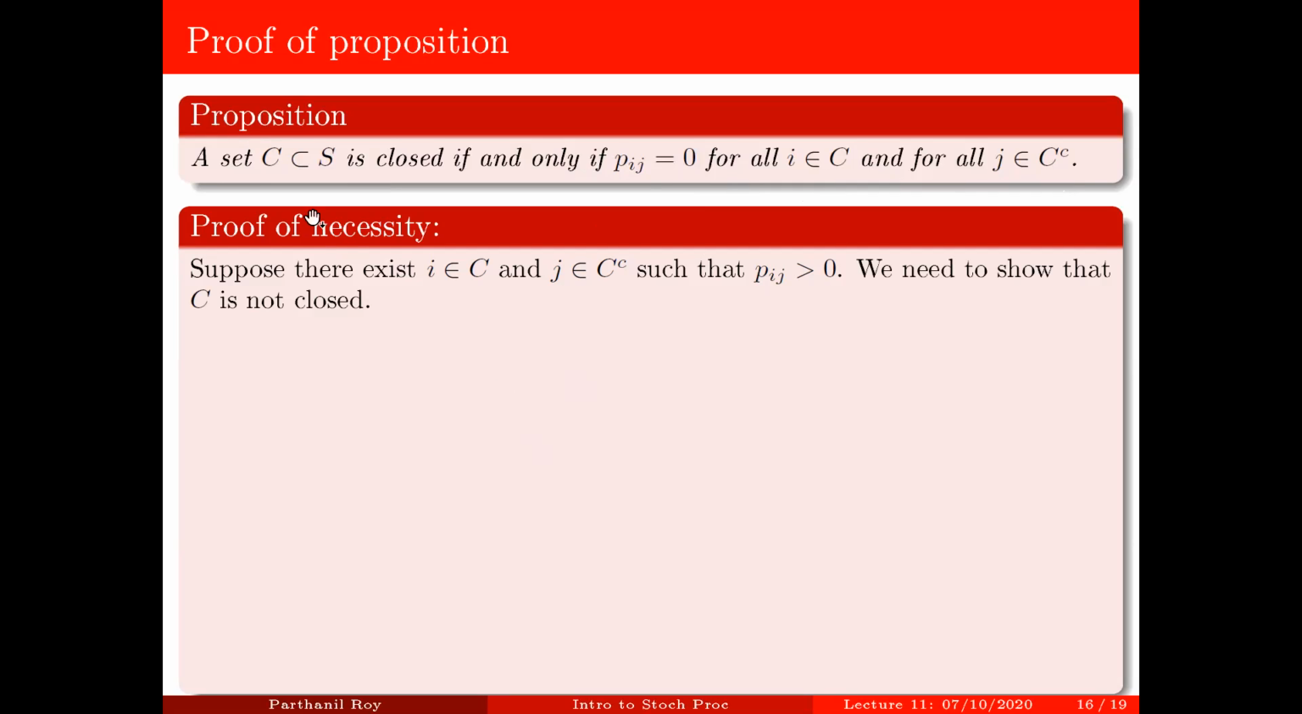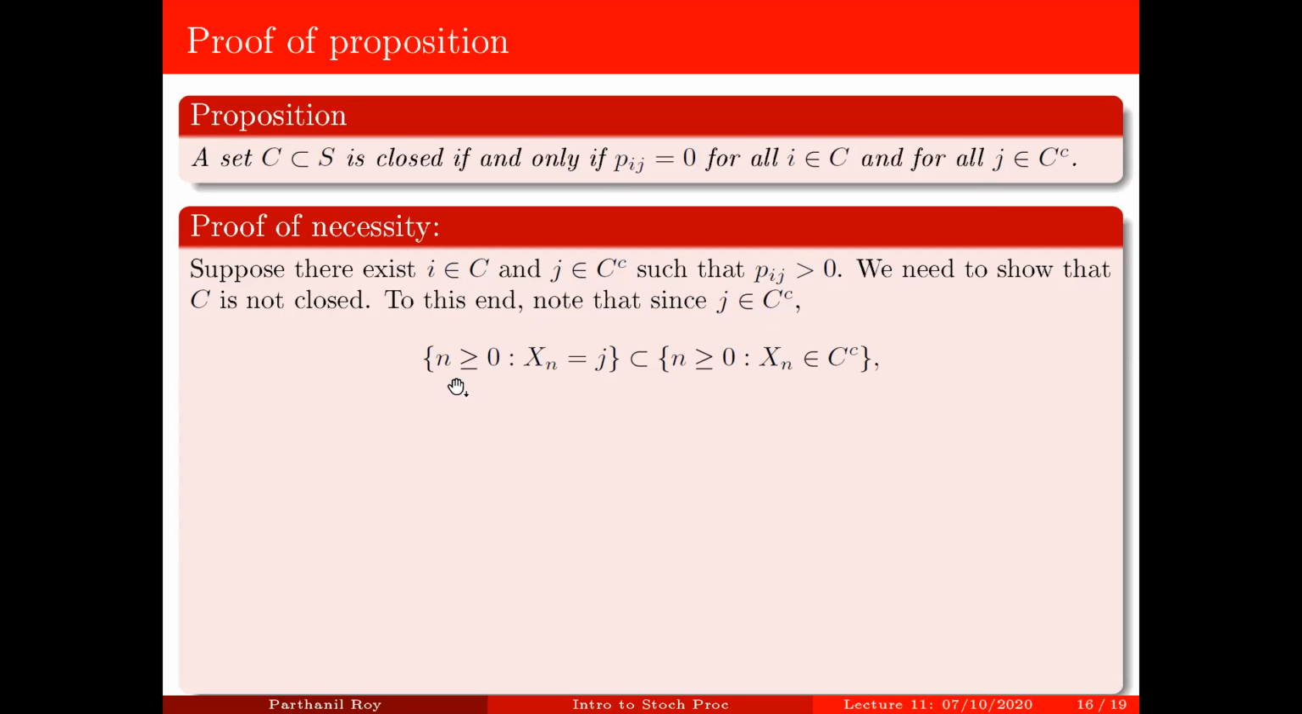We'll start with the set C, a subset of S, and then we assume that there exist i in C and j in C complement such that P_ij is strictly positive, and we'll just show that C is not closed. That will prove the only if part of this proposition. To do that, first observe that we have taken an i in C and j in C complement.